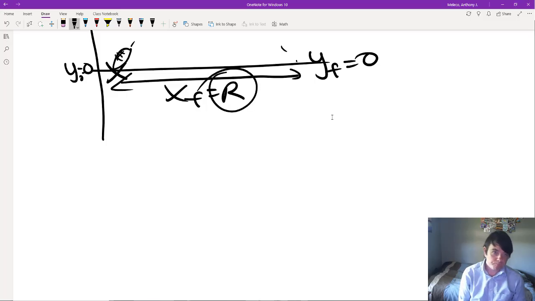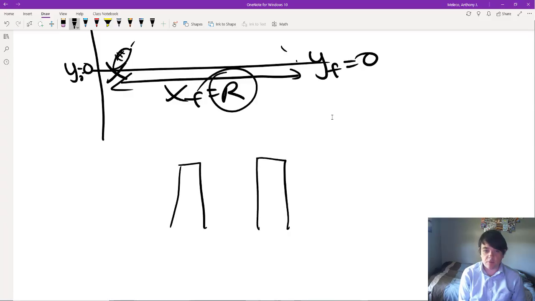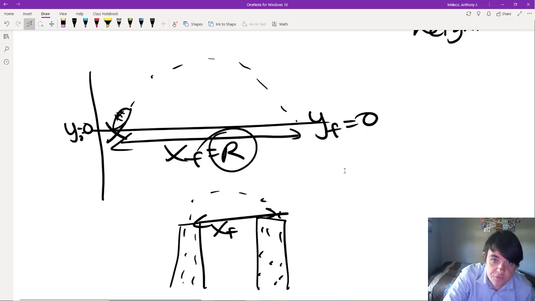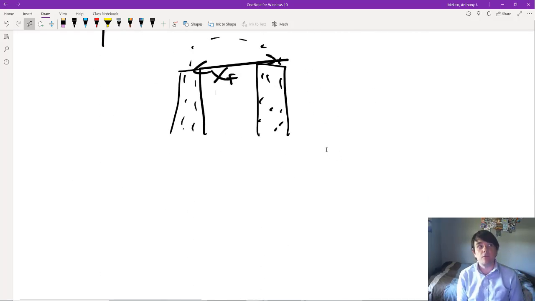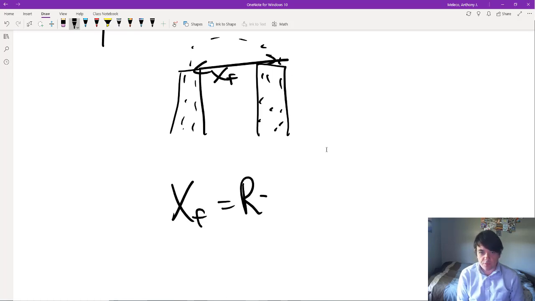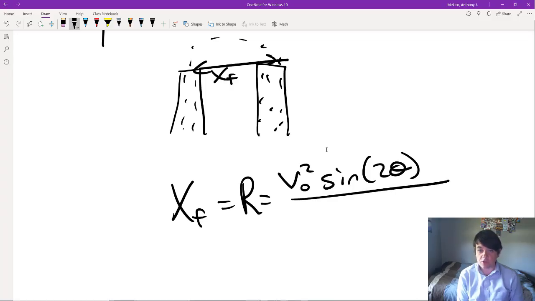Sometimes called R. You can also do it from a high up spot as long as it ends at the same height. So maybe between buildings or something, you're kicking balls. These are the same height. And so you could do this again over here and get your x final. The reason this equation is useful is because it saves you having to deal with vectors at all, really. So x final equals R equals v0 squared, okay? Sine of 2 times the angle. Okay, so notice you don't need v0x, you don't need v0y, you just need the v0 and the theta to do this, and g.